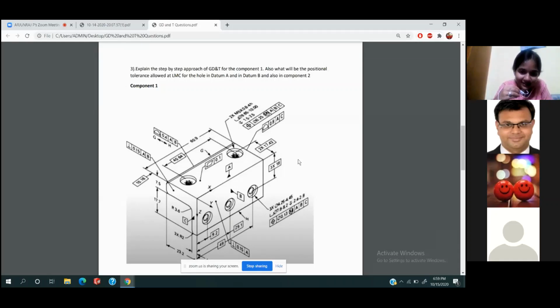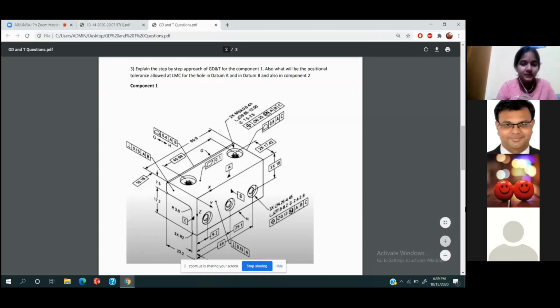Similarly, you can go to the bottom, the second one. Datum B, how much do you get here? It is 7.8 to 8.2, sir. So what is the difference? 8.2 minus 7.8 is 0.4. The difference is 0.4. So 0.4 plus 0.13, the tolerance, is 0.53. Okay, this is what I was asking.